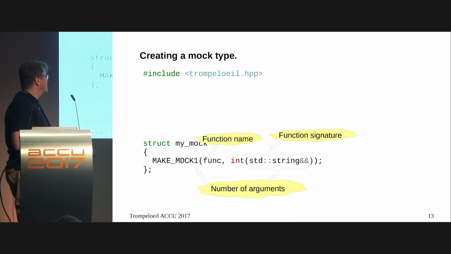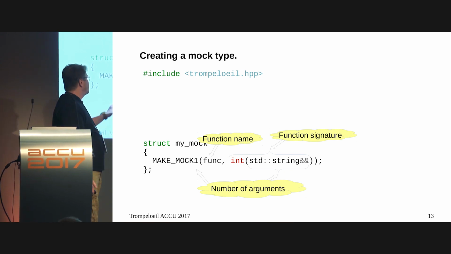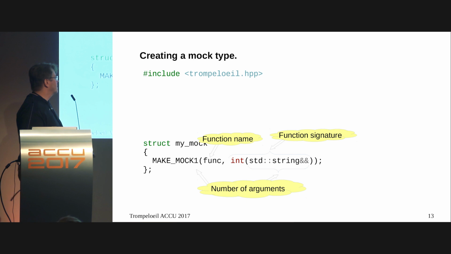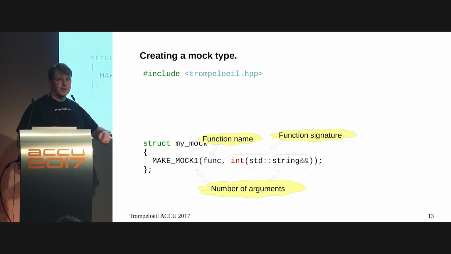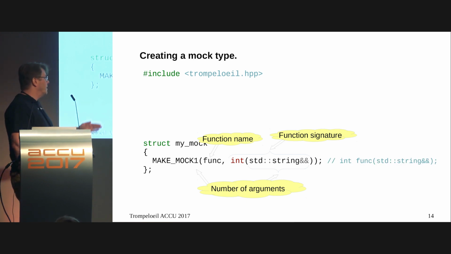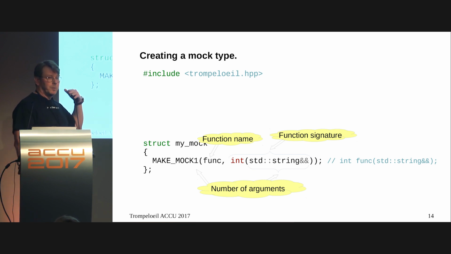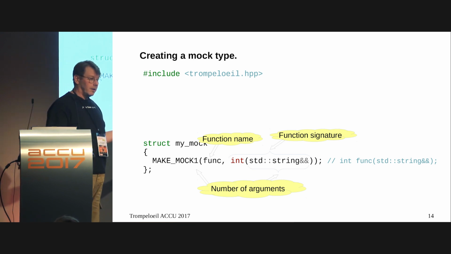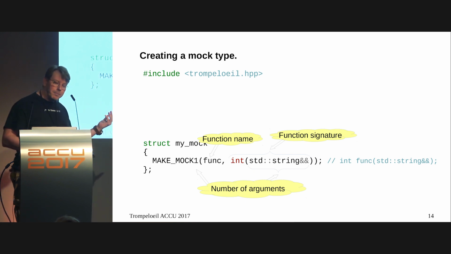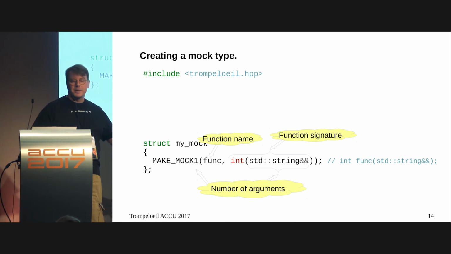And the way this works is that this will create a mock function that has the name func as a member function in the struct. And this function will have that signature, and this one is MOCK1 because this signature has one parameter. So this will implement that function. It will also implement a list of active expectations. I will come back to expectations in a while. And it will implement a hook for creating expectations.